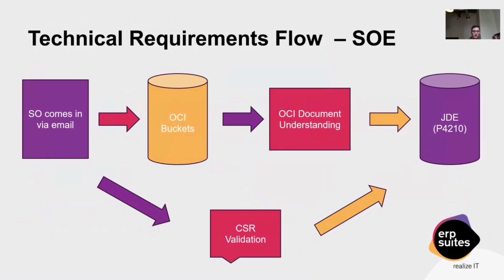And then we would also have a technical requirements flow and what that would look like. So a sales order would come in via an email. It would go to an OCI bucket. And then once it goes to that OCI bucket, it would be sent to OCI document understanding to be trained. And then once that has been trained, it would then be uploaded into JD Edwards, the P4210.